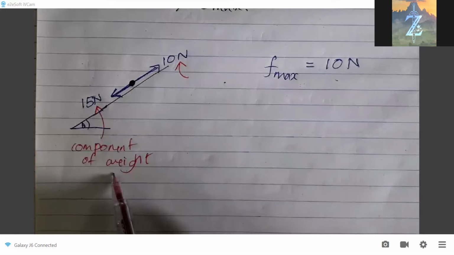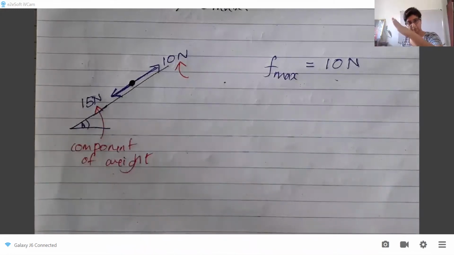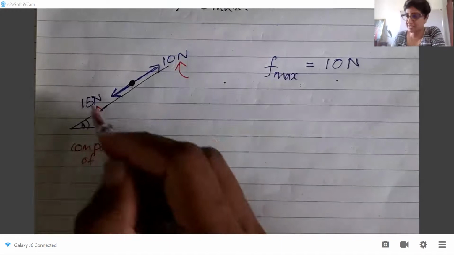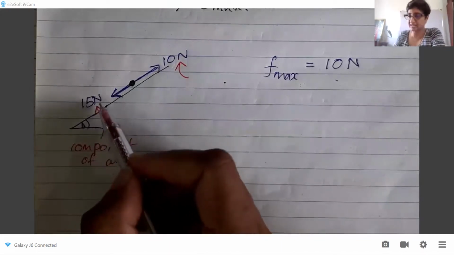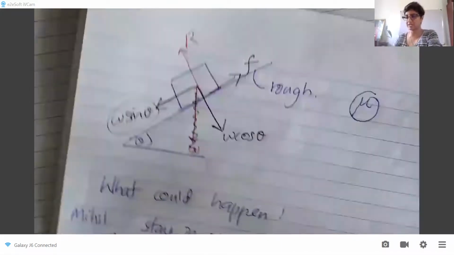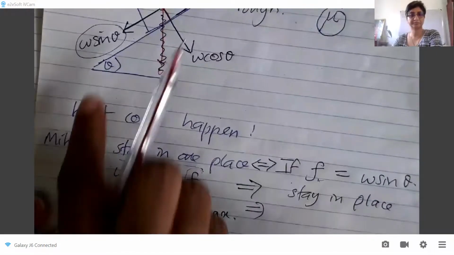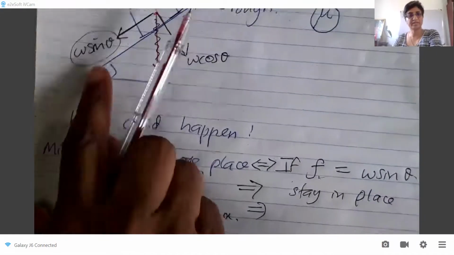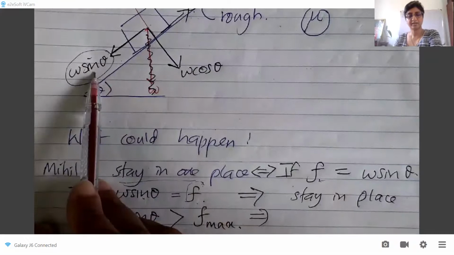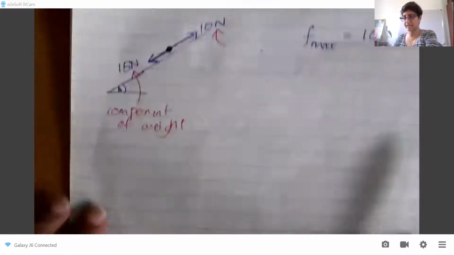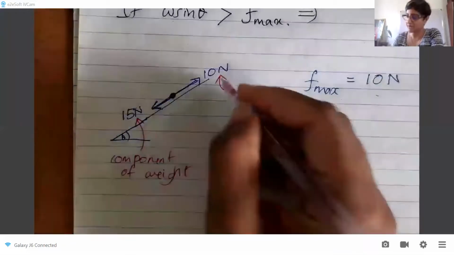Here's the component of weight. I'm keeping the slope constant, so the component of the weight is not changing. It's fixed at 15. There is no reason why it should change. So this is 15 sine theta. I did it in general here, W sine theta, and I have taken a value for that now. Let it be 15 newtons, right? 15 newtons. And what is that? That is friction.